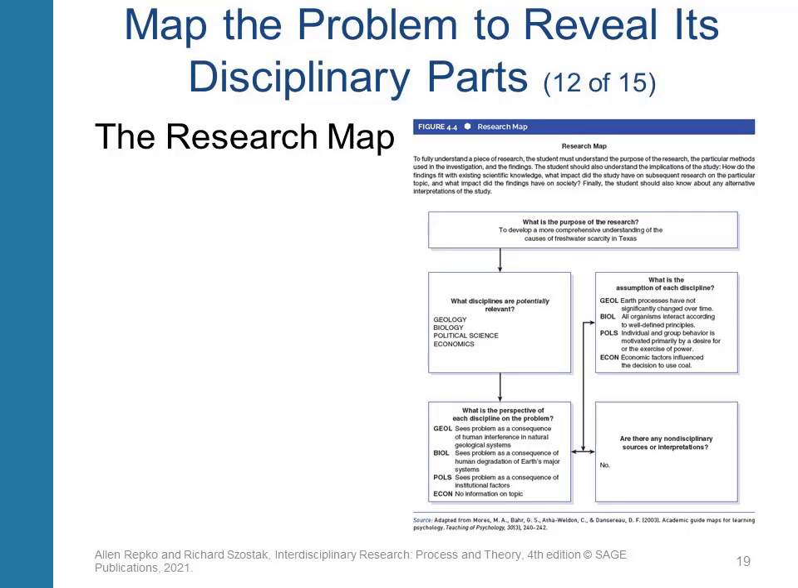In this figure from the textbook, we can see that a research map usually includes the purpose of the research, a list of potentially relevant disciplines, an explanation of each discipline's perspective on the problem, and an explanation of each discipline's assumptions about the problem. And the map also includes non-disciplinary sources, like people who experience the problem in real life. We can interview them to learn more about the problem. Although they are not considered peer-reviewed sources, they certainly have a perspective on the problem that interdisciplinarians cannot ignore.